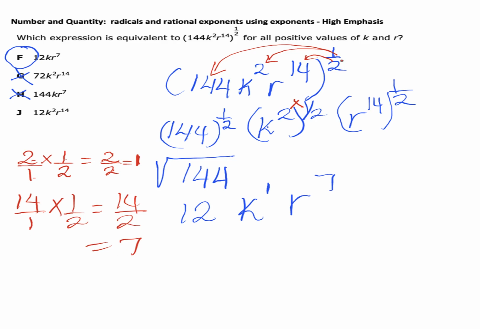Because this is a nice fraction such as a half, you could have said, what's a half of 2? 1. What's a half of 14? 7. When it came to the number, that's going to be a little bit tricky. Whenever you have numbers raised to fractional exponents, you're going to write that as the radical. Your brain will compute this much easier. The square root of 144 is 12. Notice we didn't even have to find r to the 7. Once we got that k to the first, we could have identified our answer.